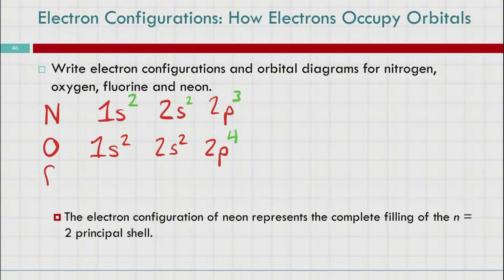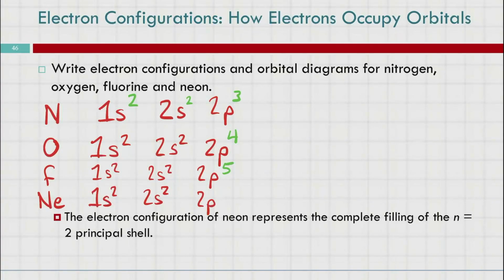You might be able to guess then that fluorine, 1s2, 2s2, 2p what? How many electrons in the 2p? 5. And neon, being a noble gas, being the last element in that row, is going to represent the full n equals 2 principal shell. So now we'll have 2p6.